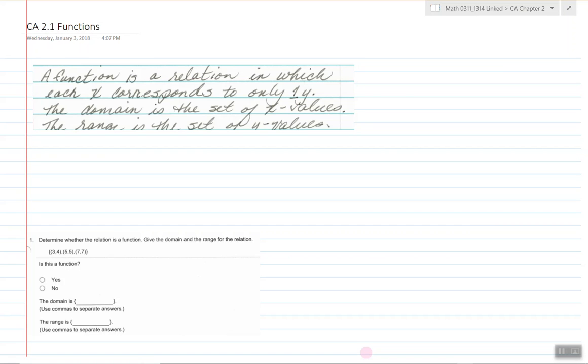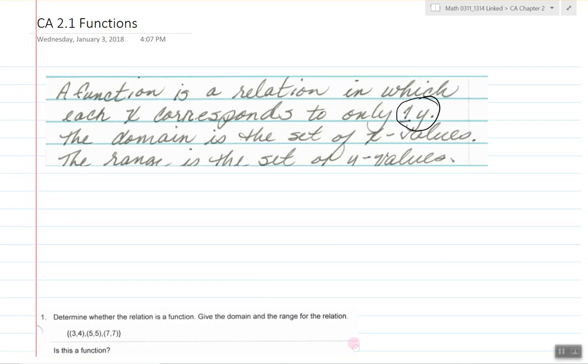This is the beginning of Chapter 2, and it is also the beginning of our study of something called a function. Now, by definition, a function is a relation, and in our case it will be a relation between x and y, in which each x corresponds to only one y, and that's the critical part right there. An x can have a relationship with one and only one y. We'll see how that is explained in examples in a minute.